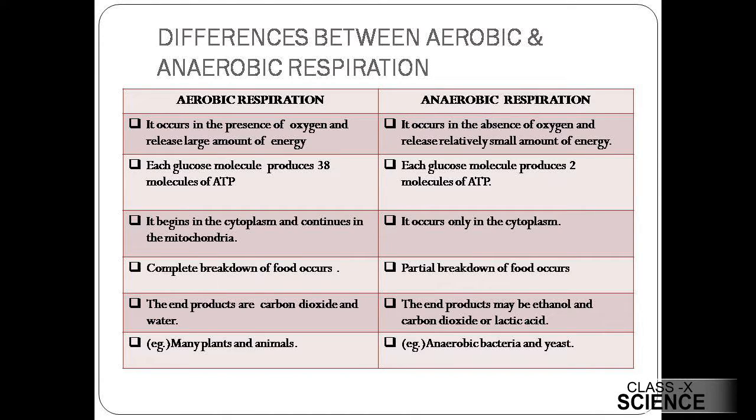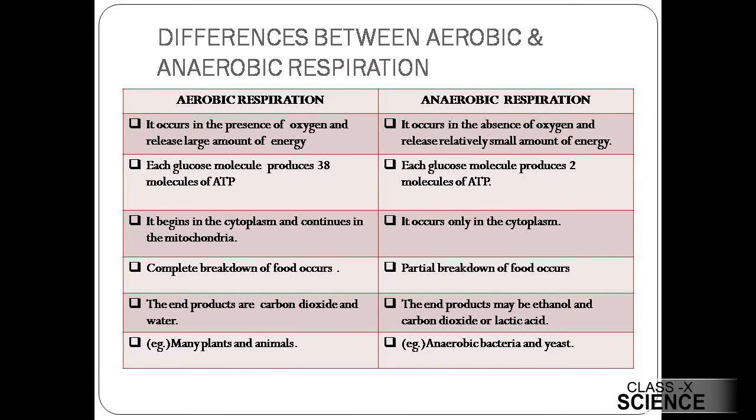Children, now let us summarize the difference between aerobic and anaerobic respiration, right? Aerobic respiration takes place in the presence of oxygen and releases a large amount of energy, and anaerobic respiration occurs in the absence of oxygen and releases a relatively small amount of energy. Each glucose molecule breaks down to produce 38 molecules of ATP in case of aerobic respiration, and in case of anaerobic respiration, only 2 molecules of ATP are formed by the breakdown of 1 molecule of glucose.